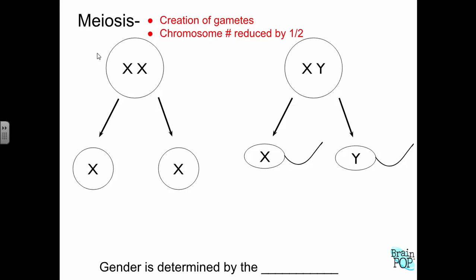So if we look at this cell on the left, and we're just focusing on the sex chromosomes for right now, is this from a male or a female? No. I hear both. What is it? It's a female. XX is a female. So when a female cell splits through meiosis, what would we call these cells?